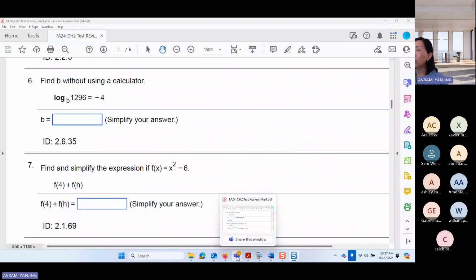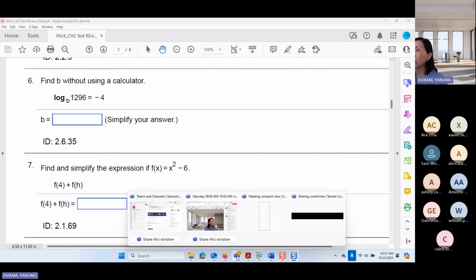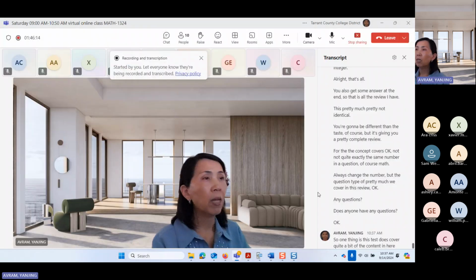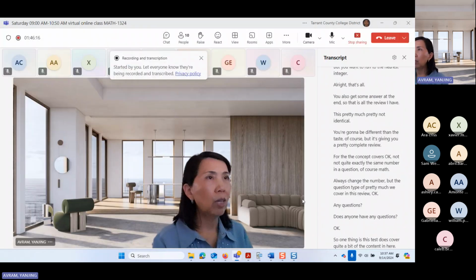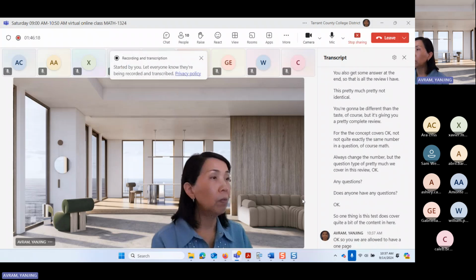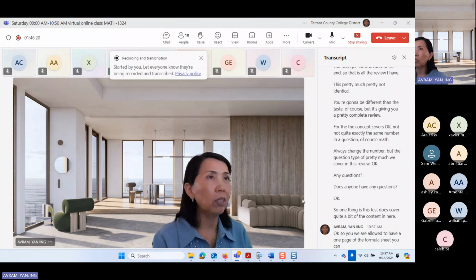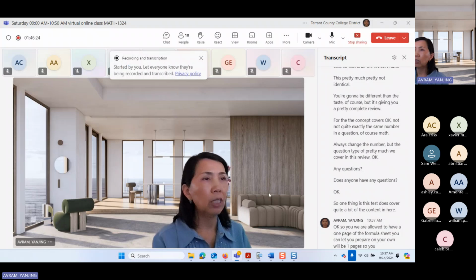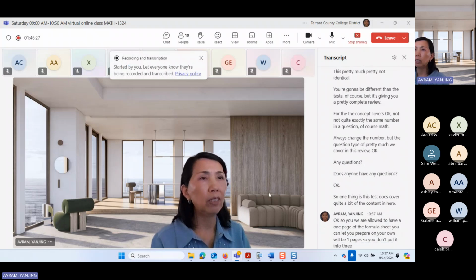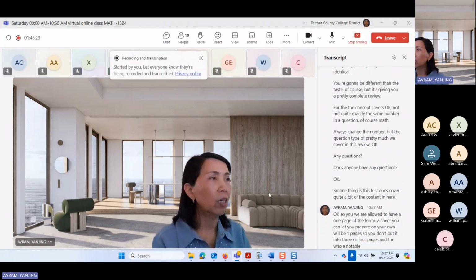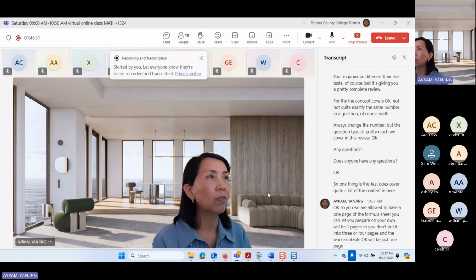Okay, so one thing is this test does cover quite a bit of the content in here. We are allowed to have 1 page of formula sheet that you prepare on your own. So you don't put it into 3 or 4 pages in the whole notebook. It will be just 1 page of formulas.